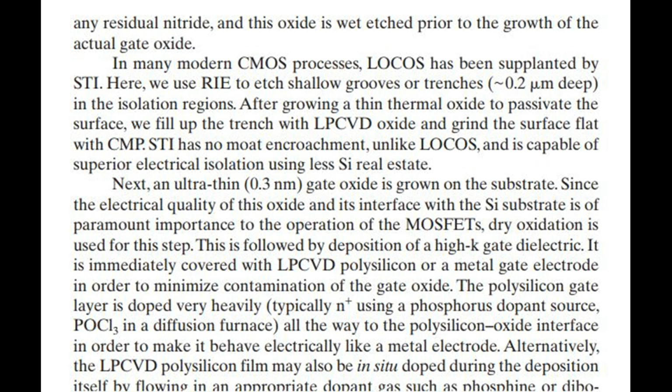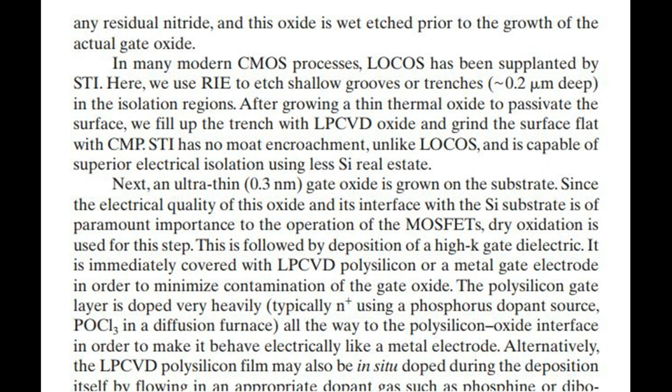Next, an ultra-thin, 0.3 nanometer, gate oxide is grown on the substrate. Since the electrical quality of this oxide and its interface with the silicon substrate is of paramount importance to the operation of the MOSFETs, dry oxidation is used for this step. This is followed by deposition of a high-K gate dielectric. It is immediately covered with LPCVD polysilicon or a metal gate electrode in order to minimize contamination of the gate oxide.